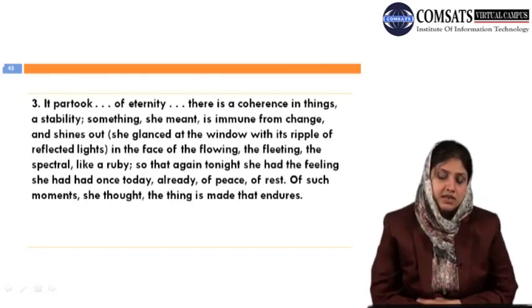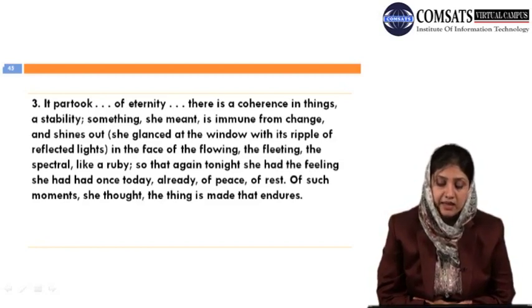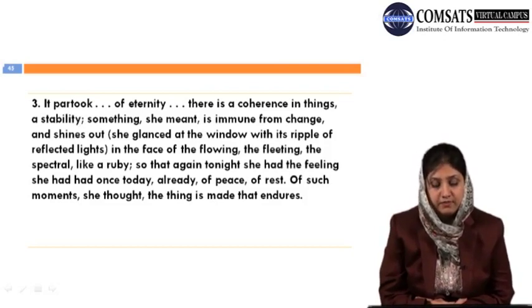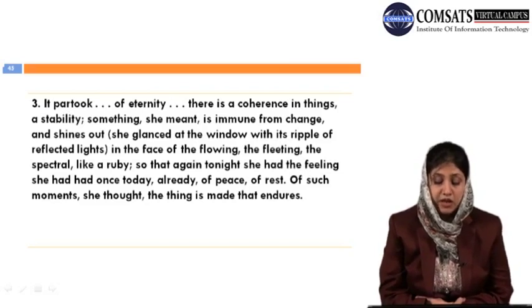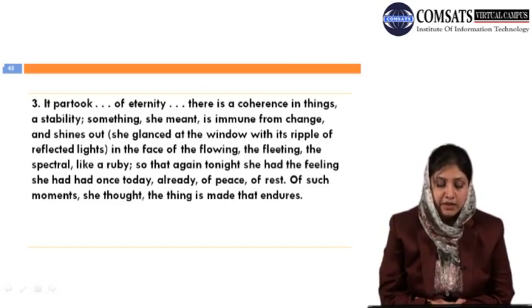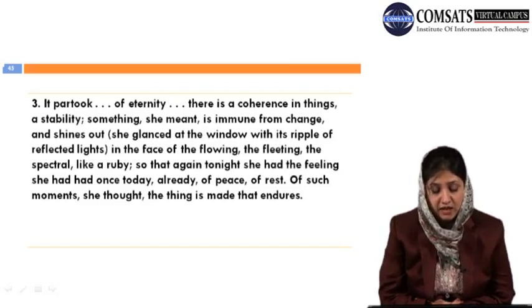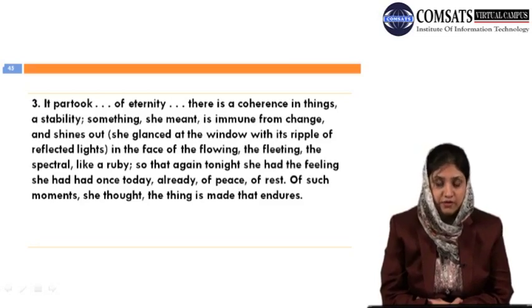And then another important moment from the novel: it partook of eternity. There is a coherence in things, a stability, something she meant is immune from change, and shines out. She glanced at the window with its ripple of reflected lights, in the face of the flowing, the fleeting, the spectral like a ruby, so that again tonight she had the feeling she had had once today, already, of peace, of rest. Of such moments, she thought, the thing is made that endures.